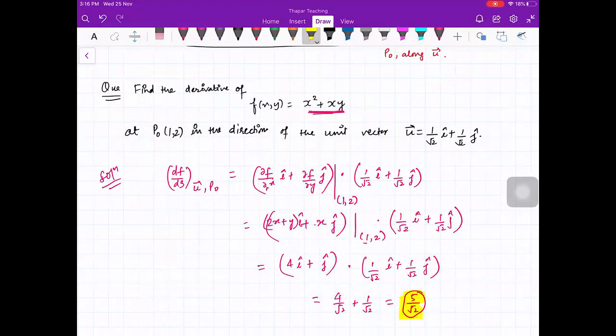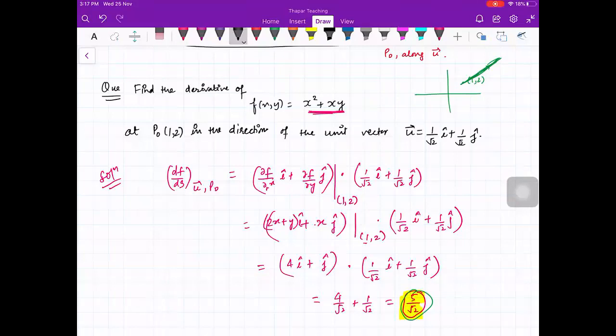It means that if you are standing at the point (1,2) and you are moving in this direction (1/√2, 1/√2), then the rate of change of the function is 5/√2. Is that thing clear? Students, is this clear to everybody? Yes, ma'am.